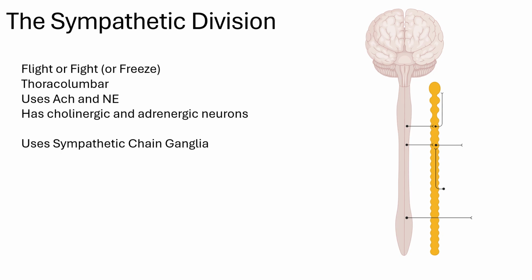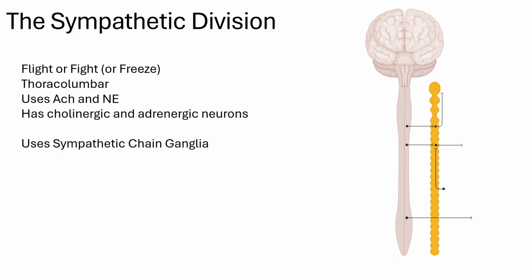The sympathetic division of the autonomic nervous system is much more complicated than the parasympathetic. So I would suggest that you stop watching this right now and go and look at the parasympathetic nervous system video first. Sympathetic is the fight or flight system that mobilizes when needed.